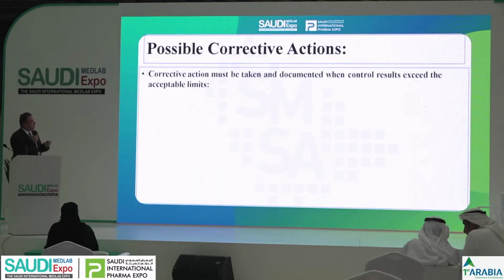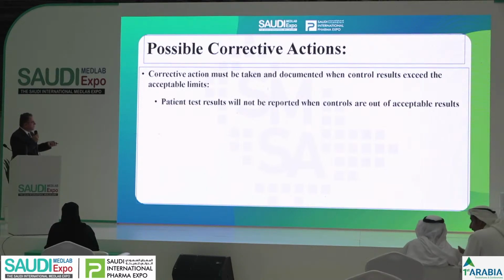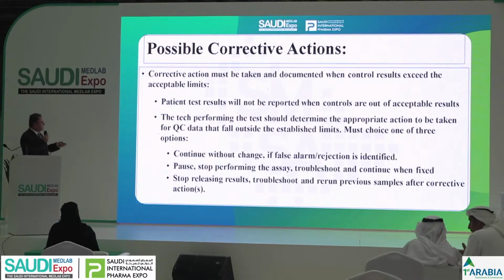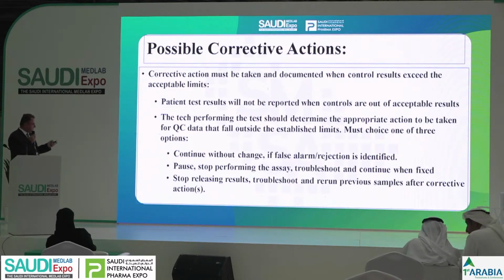Next, possible corrective action. Every lab should have their own corrective action for the QC when it's out. Here I'm just giving you some recommendation that you might be using if you like. Okay. The thing is, you want to remember that when the QC is out of range, out of 2 SD or out of 1-3 SD, that you cannot report patient result till the QC is within 2 SD. That's the first thing, okay?